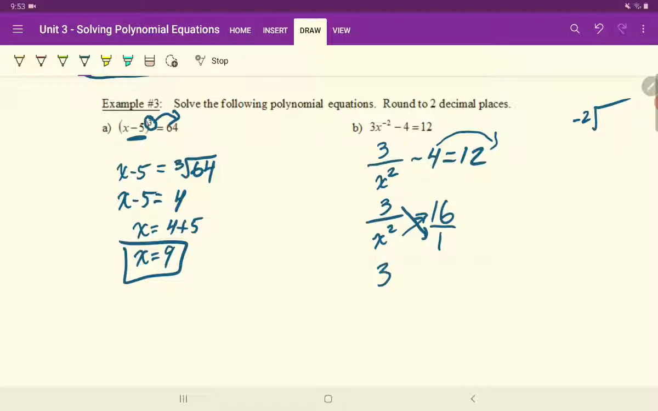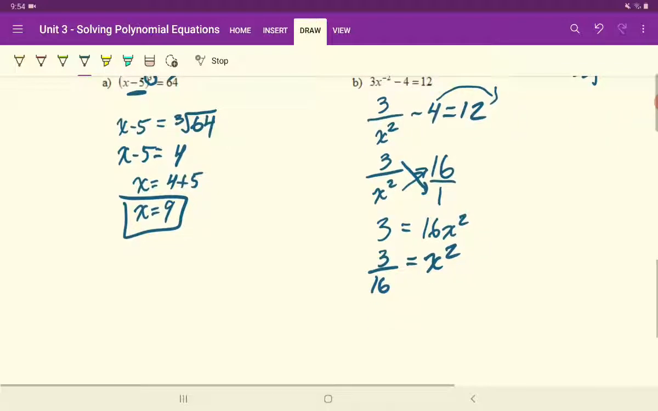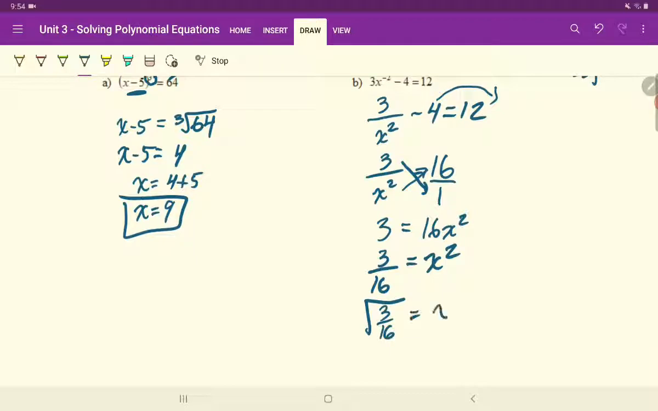So you end up getting 3 equals 16 times x squared. Now this is an equation we know how to solve. We're going to divide both sides by 16. Okay, divide both sides by 16. Okay, and then the last step is take your square root. Okay, square root of 3 over 16.